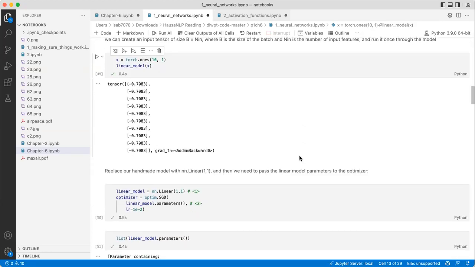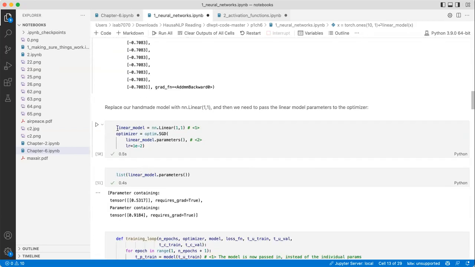So now we are going on. Last week we already created a linear function from scratch. If you are replacing that linear model with a non-linear one, this is how we do it. This is our linear model: 1 input, 1 output, and bias is true.